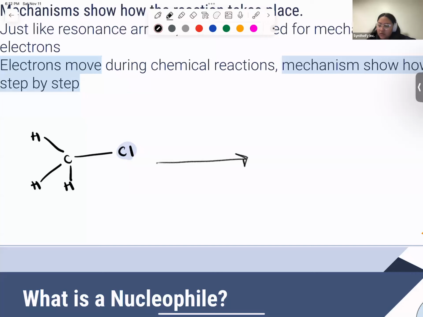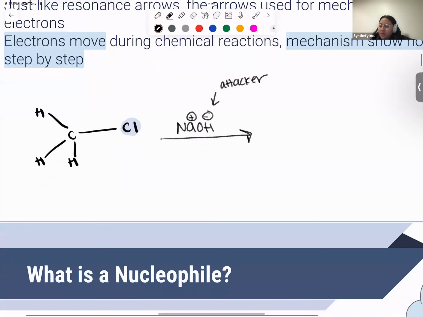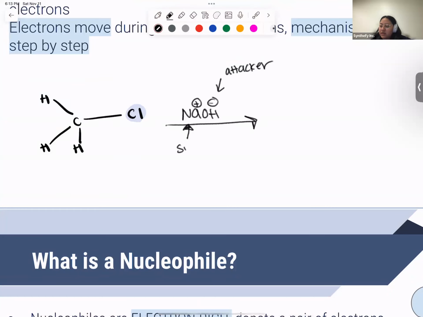Okay. So let's use NaOH. And one thing to notice is that usually when you have an Na or a K, it's usually a plus. That's an ionic bond. So Na would be sodium. Sodium is not involved in this reaction. It is just a spectator ion. It's there to stabilize the OH, which is, in this case, your attacker. So let's label it as such, an attacker. And this Na is just a spectator ion.